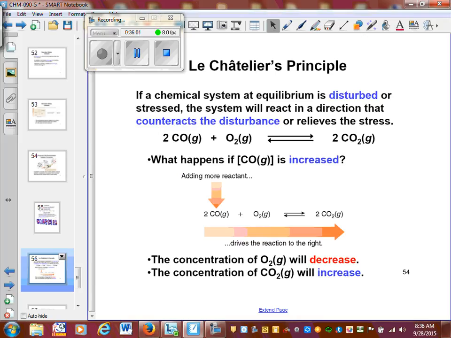So we're going to talk about Le Chatelier's principle. Basically, he said if a chemical system in equilibrium is disturbed or stressed, the system will react in a direction that counteracts the disturbance or relieves the stress. Simple. It's the old teeter-totter at the playground.